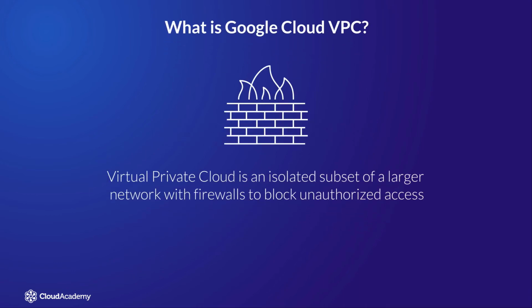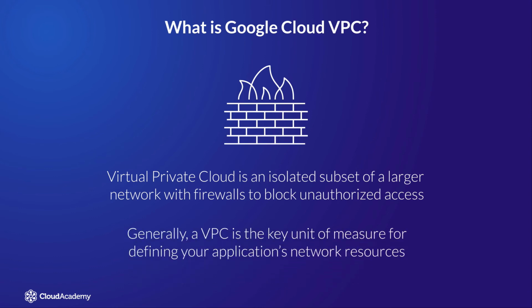The virtual private cloud is simply an isolated subset of a larger network with firewalls to block unauthorized access. AWS has the same basic product, VPCs. Generally, a VPC is the key unit of measure for defining your application's network resources. So, for example, a single instance of your app or your database might live inside of a single VPC, which is usually within a single data center or zone.